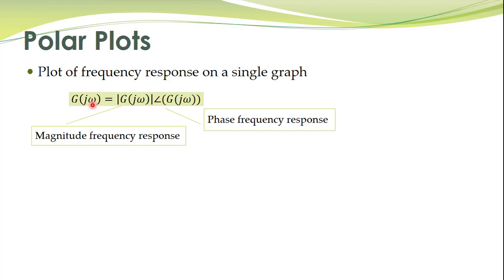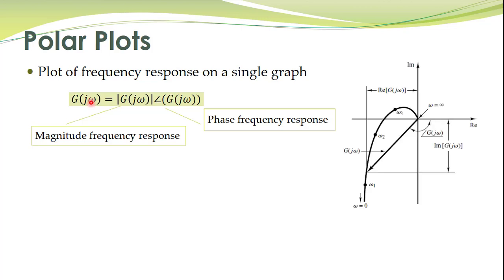So you already know that this G of j omega will be a complex number, and a complex number can be represented in a complex plane. So here we have a complex plane with real axis and imaginary axis, and this complex number has magnitude and phase angle. So you can represent this complex number by, for example, this vector. The length of this vector is equal to this magnitude, and the phase angle of this vector is equal to this phase angle. For different frequencies, you will have different magnitude and different phase angles, that is different length of this vector and different phase angle of this vector.